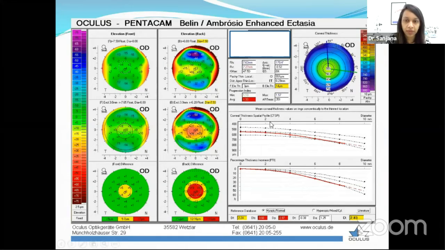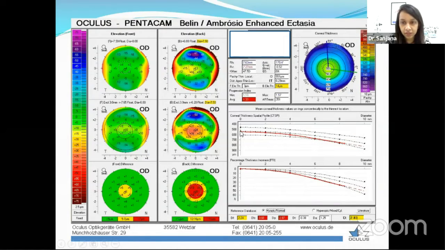Again, talking about the pachymetry, certain information is also available about the pachymetry on the Belin-Ambrosio display. We have something called the CTSP, which is the corneal thickness spatial profile, and we have the PTI, which is the percentage thickness increase. Now, in CTSP, we see a red line, which represents the patient's scan interpretation.